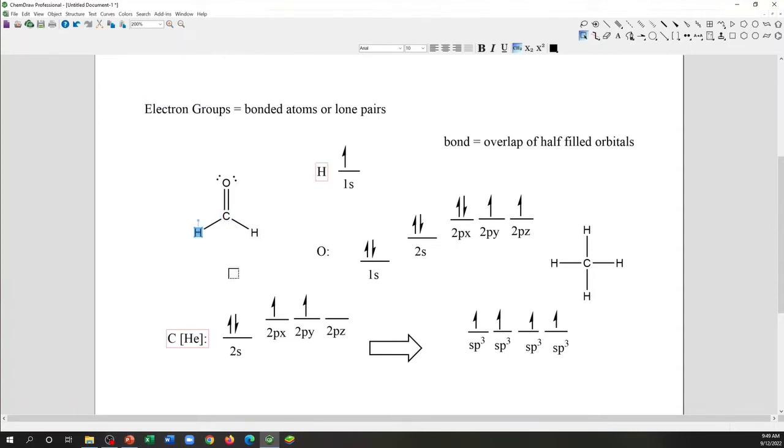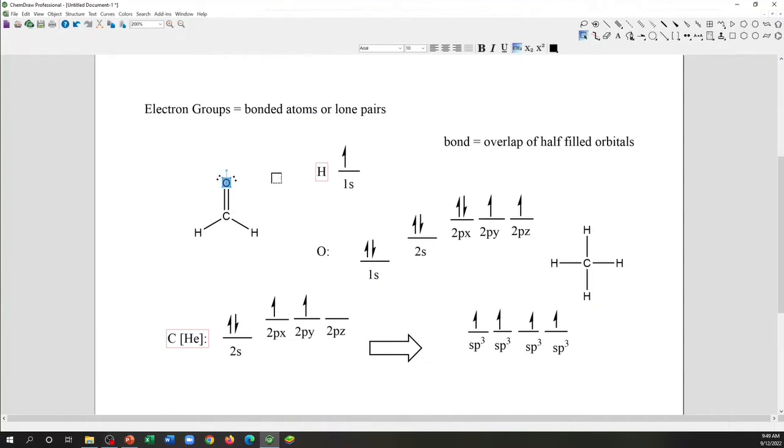This hydrogen over here also has 1 electron group. The carbon has 3 electron groups. It has a bonded atom to this hydrogen, a bonded atom to this hydrogen, and a bond to this oxygen right there. So electron groups actually refers to single, double, and triple bonds as just 1. This oxygen right here has 3 electron groups. It has a bonded atom to the carbon, and then it has a lone pair here and a lone pair right there. So that's 3.